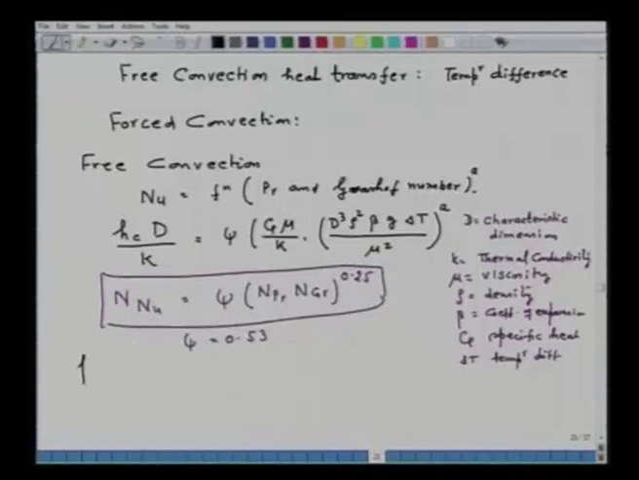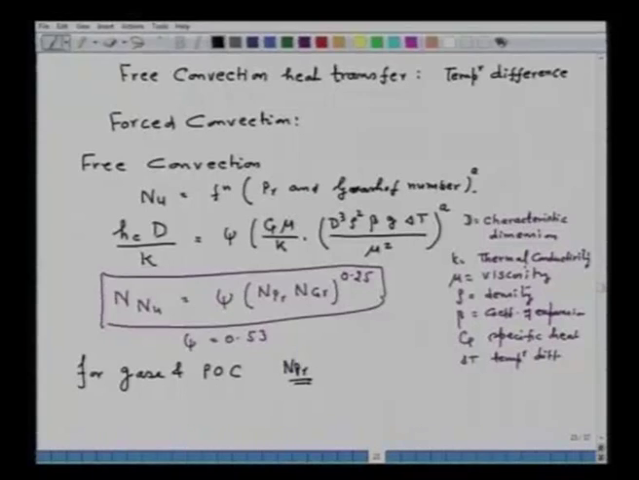Now, some approximation can be made, particularly for gases which are moving in furnaces. For gases and products of combustion, the Prandtl number is almost a constant value and does not depend much on temperature and pressure. Similarly, we can substitute the other properties, say viscosity, thermal conductivity, coefficient of expansion, and specific heat, with those of air, because air and POC are closely related in their properties.